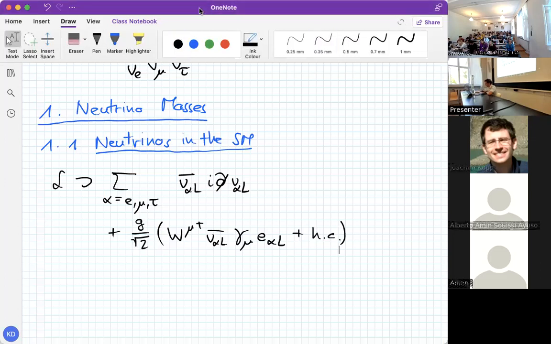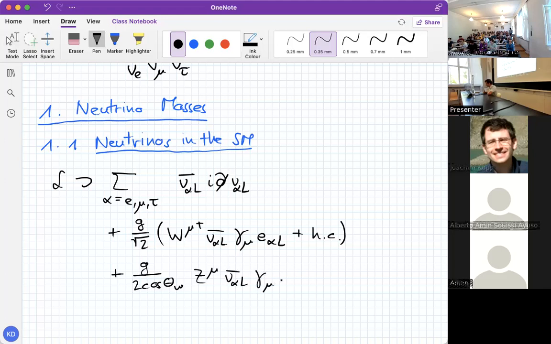And finally, there is the neutral current interaction that is of course important, but in this lecture we are not going to focus on it so much. It's again proportional to the weak coupling constant, but now there's an extra factor of cosine of the Weinberg angle. That's just a reflection of the fact that the Z is not a pure SU(2) gauge boson, but a mixture of the SU(2) gauge boson and the U(1) gauge boson. And the coupling has again the structure of a typical gauge coupling. There's the gauge boson field, and then in this case a neutral neutrino current.